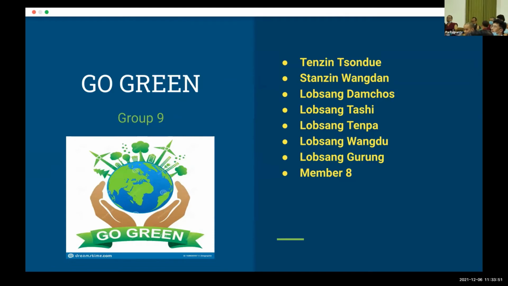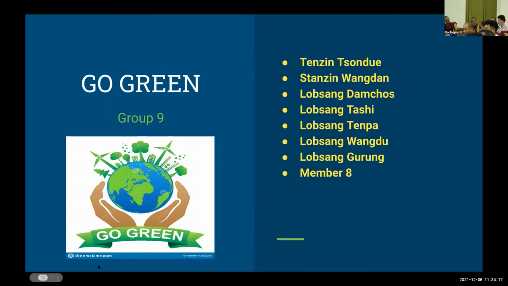We have kept our group name as Go Green because it has always been very important for us to think about our only one planet. Since we are not looking after our own planet, there are many effects like climate change and pandemics happening. We all look forward to working together, and hopefully we can bring a change in the only planet we live on.